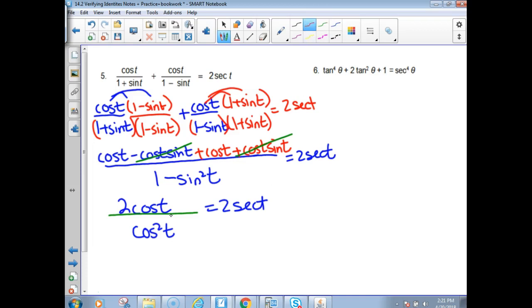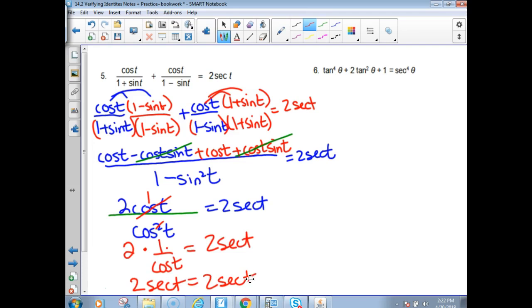Okay, now I can show that I can cancel out a cosine t with one of the cosines in the denominator. So what I've got here is 2 times 1 over the cosine of t. And so 2 secant t equals 2 secant t. Got it? We made this left side look like the right side.